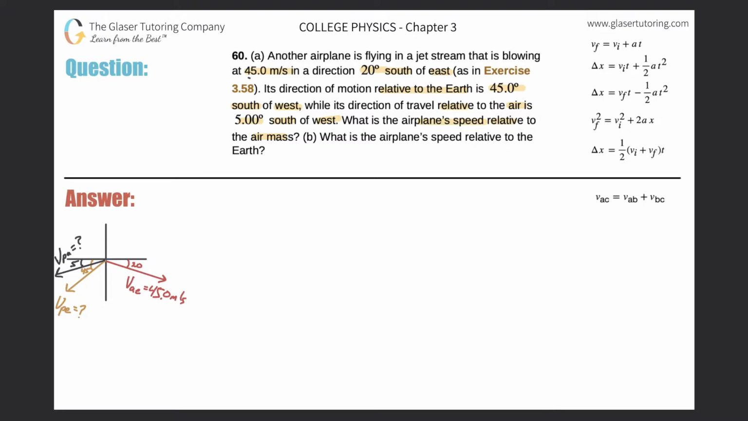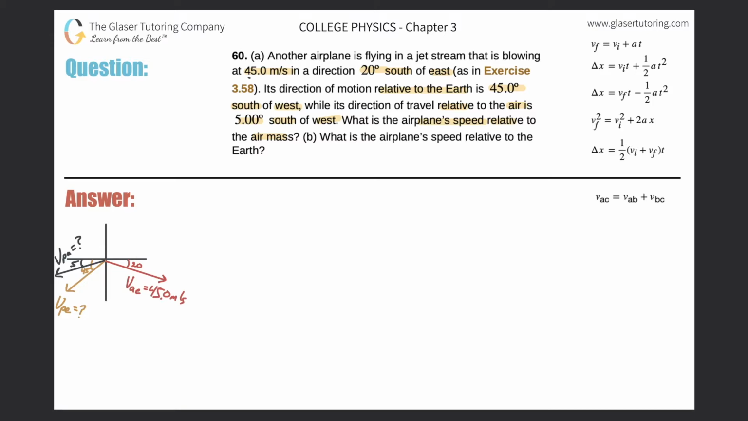It also told us that the velocity of the plane relative to the Earth, right here, is traveling at 45 degrees south of west, which it is in the problem, right? 45 degrees south of west. And then they also tell us that the velocity of the plane relative to the air is 5 degrees south of west.